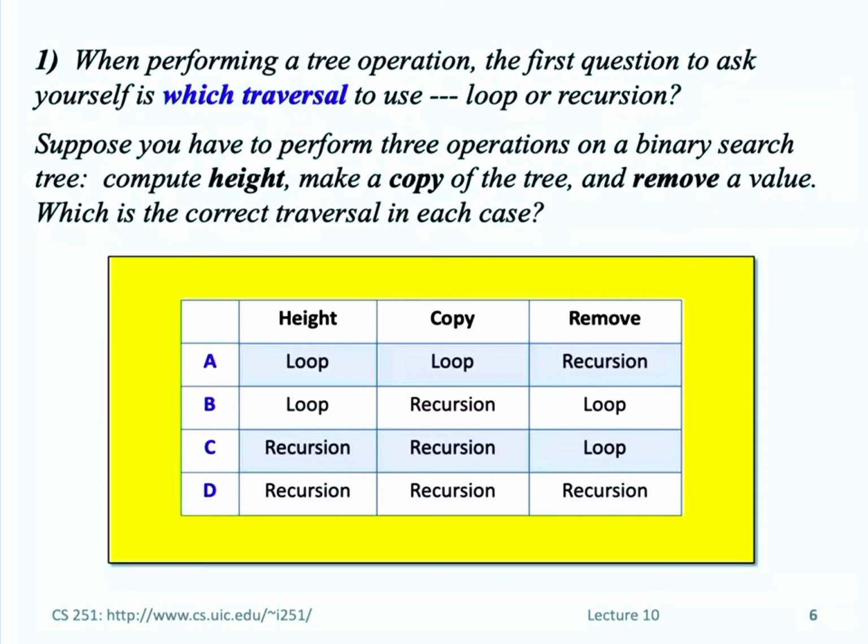Think of it this way: every time you have to look at the complete tree, you want to use recursion. For example, to create a copy of the tree, you need to visit each and every node in that tree to be able to create a copy of it. Similarly for height, because you need to explore all the corresponding edges in that tree. That's when you'll know what the height is. You'll essentially need to look at the complete tree.